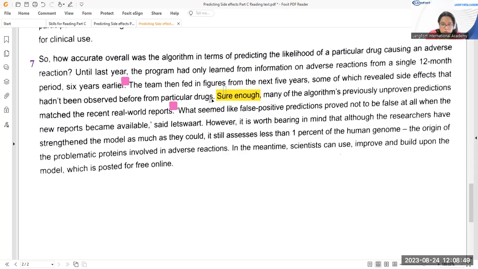So afterwards, one second, let me just write this point down. Sure enough means not surprising. It's not something surprising. Okay, it was expected.